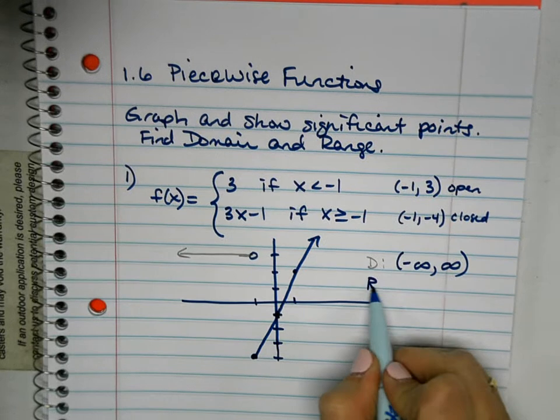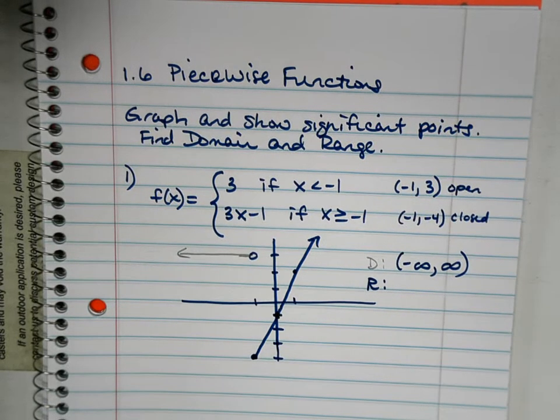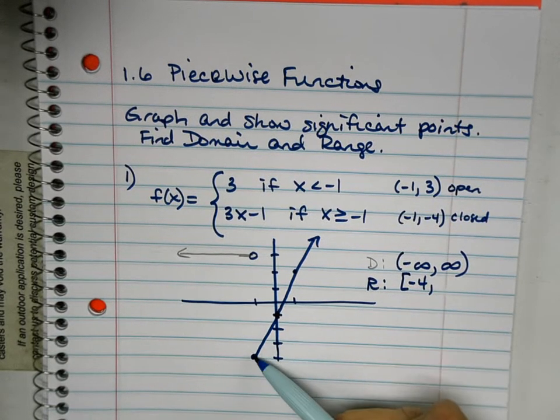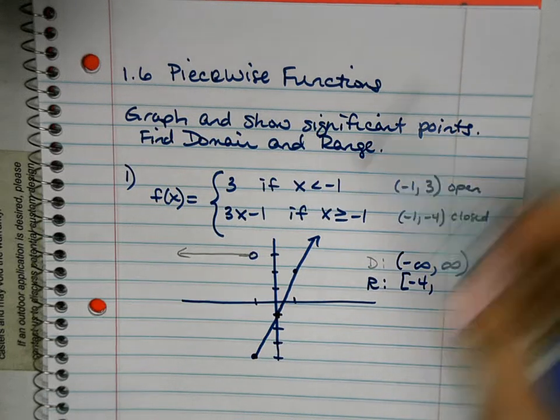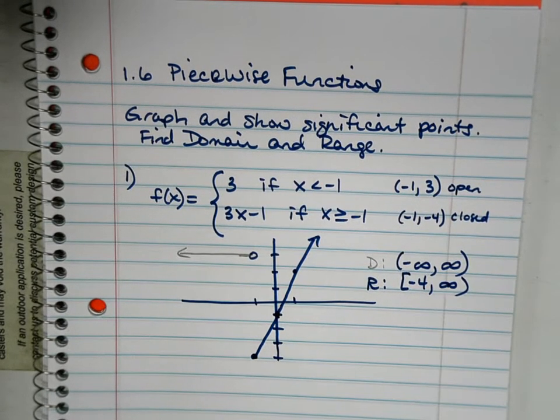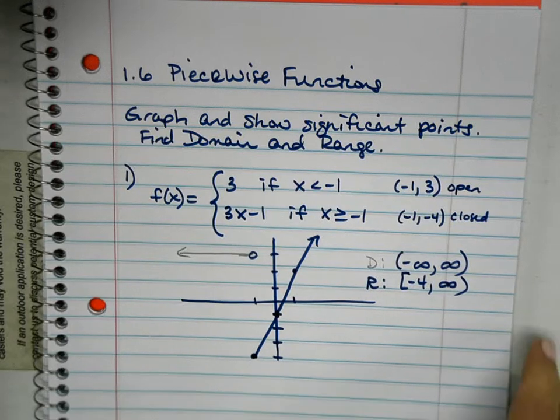All right, for the range, I want my lowest y. Now, there definitely is a lowest y here, right? Down here at -4, and it hits it. But then look at this, it just keeps going up and up and up forever. This guy right here is going to take everything, so it's going to go all the way up to infinity. Okay, let's do another one.